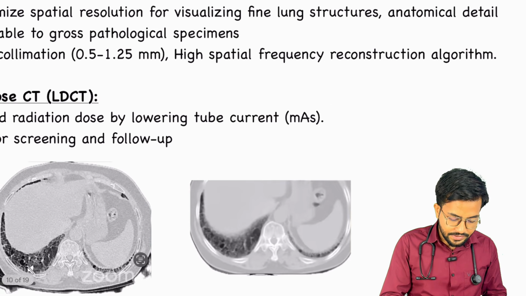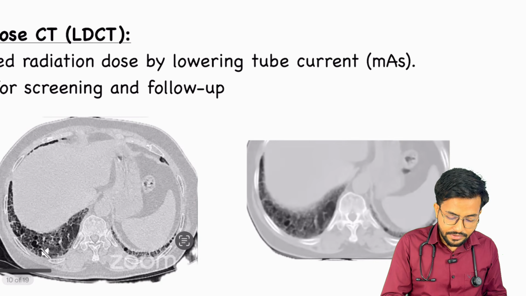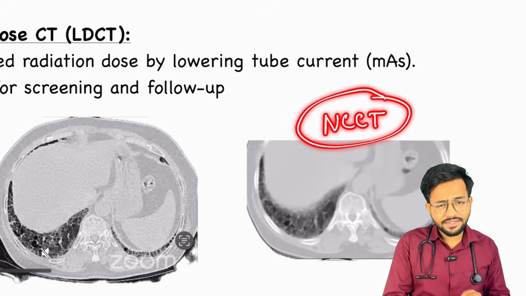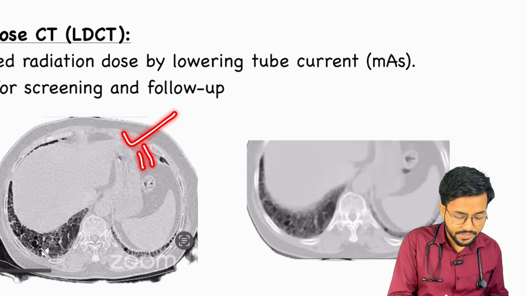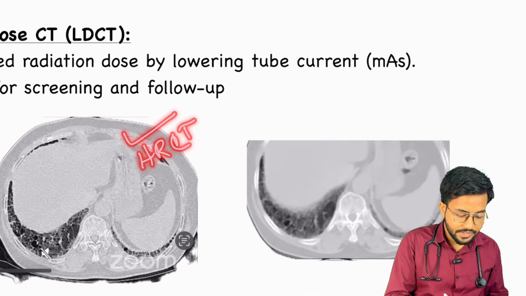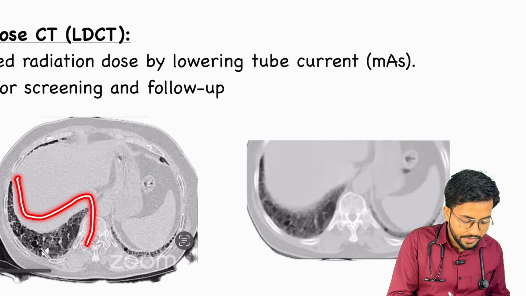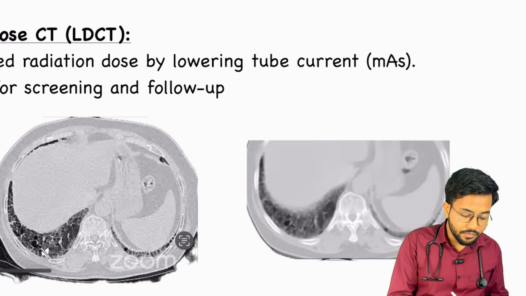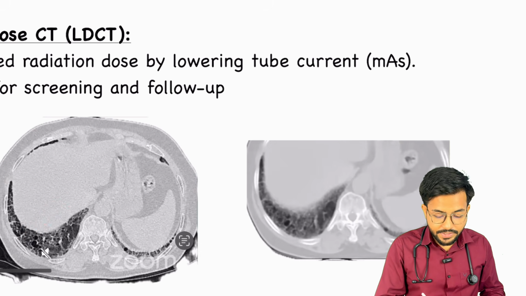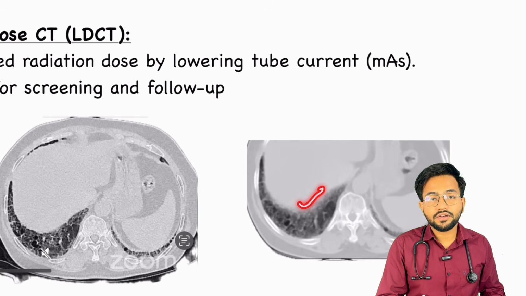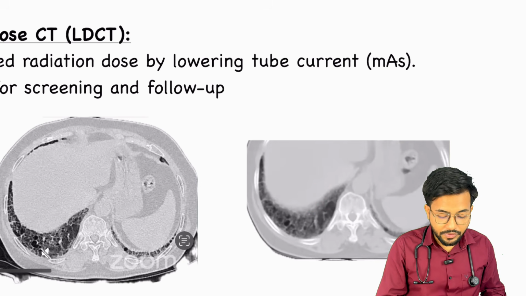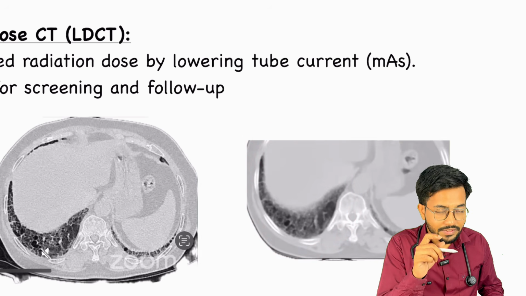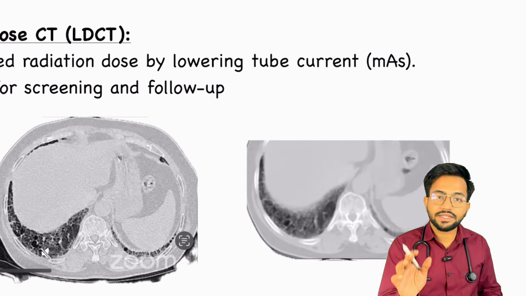So I want you to first see these two images. Here, this is a film of NCCT, non-contrast CT or plain CT, and this is a film of HRCT. The only difference is I can see minute structures in more detail in this part, whereas in this part the minute structures are not visible clearly, only the gross structures are seen. So if you want to see alveoli in detail, please write HRCT thorax.